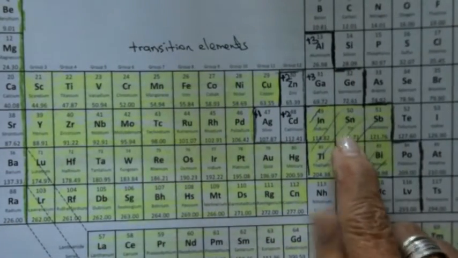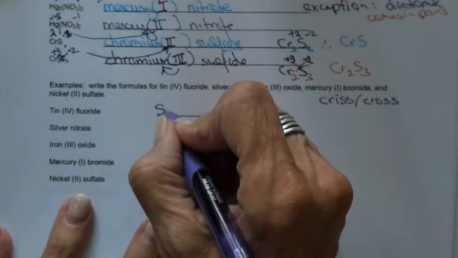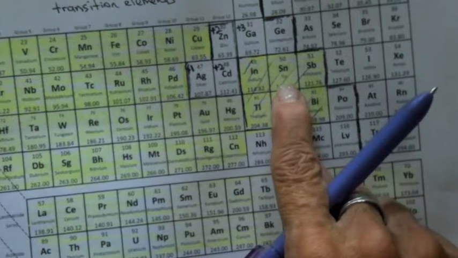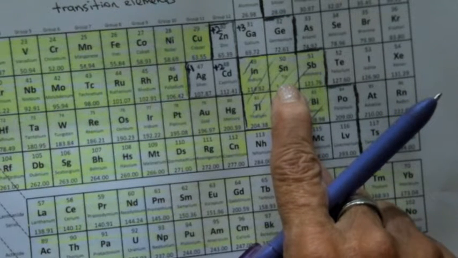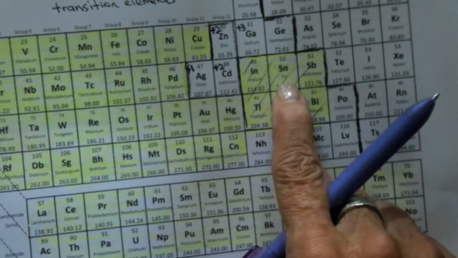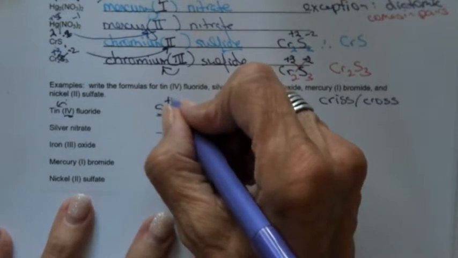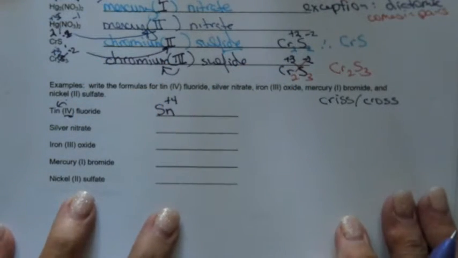Sn is tin, so I'm going to write the symbol Sn right here. And I see this Roman numeral IV. Based on its location, I know it should have a Roman numeral that tells me the charge of that element in this compound. IV is 4, so I'm going to put a +4 on top, my superscript.